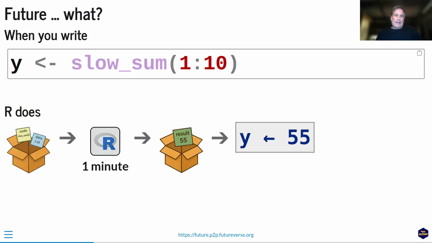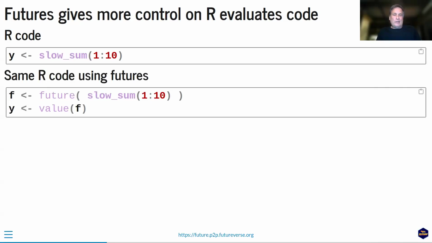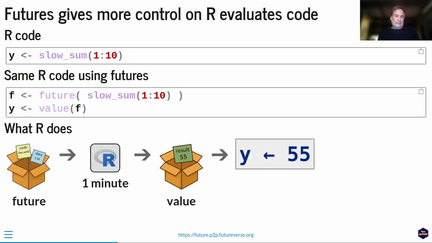Futures give you control of those steps. We can use that in code. We wrap the right-hand side in a call to future(), which is basically creating a box. The same way, we create a box and it sends it off to R, which processes it, still one minute. Then we have the concept of asking that box, is there a result yet? And eventually we get y, 55, back. So we split one step into two.